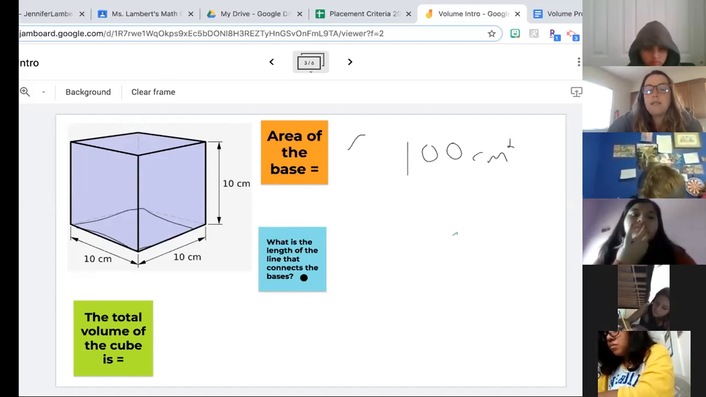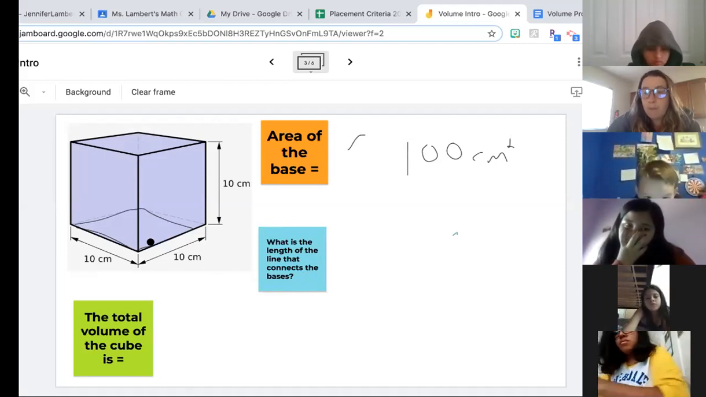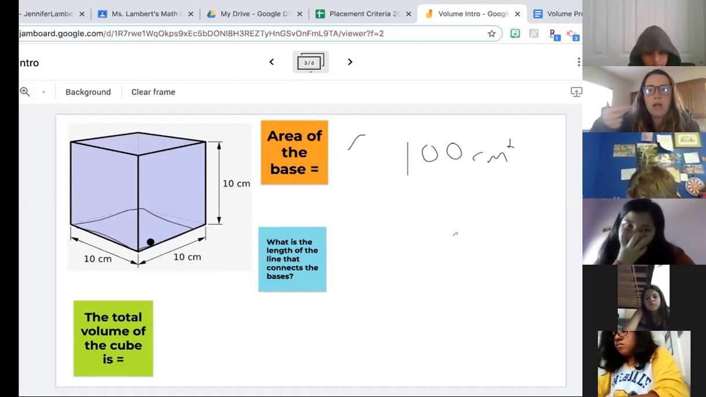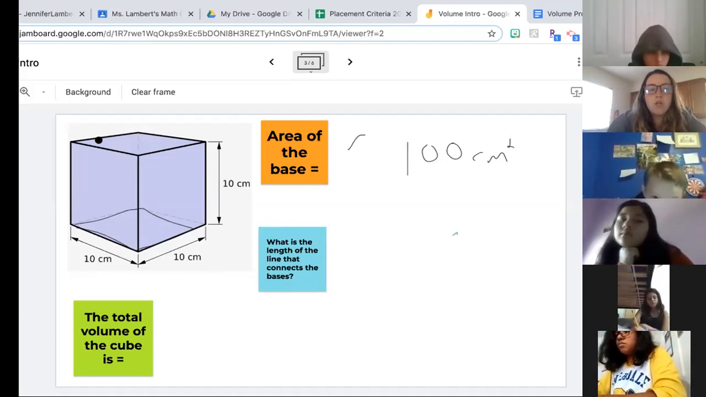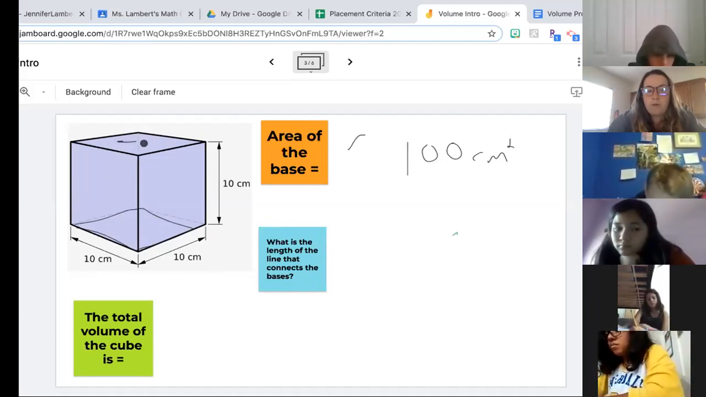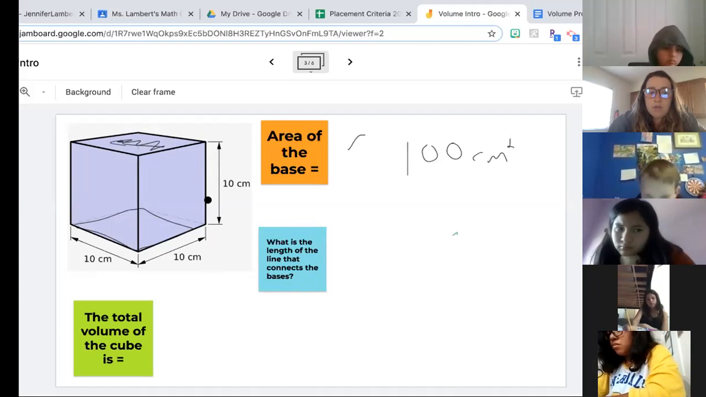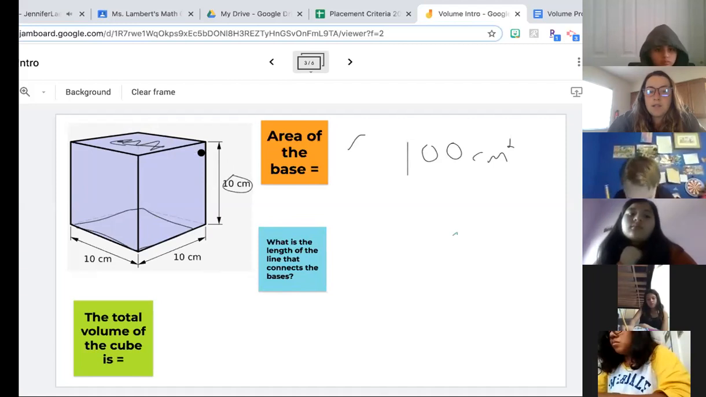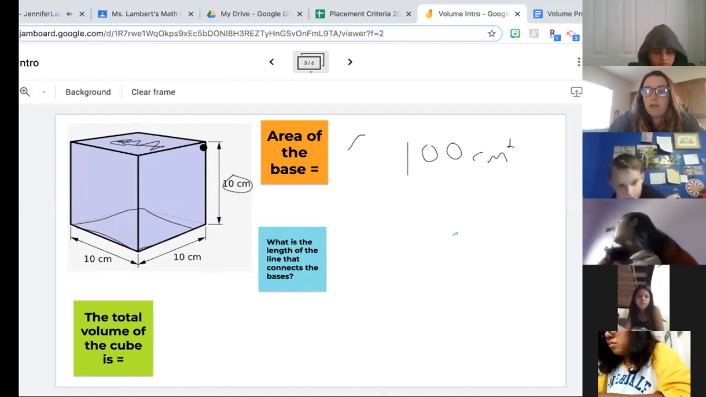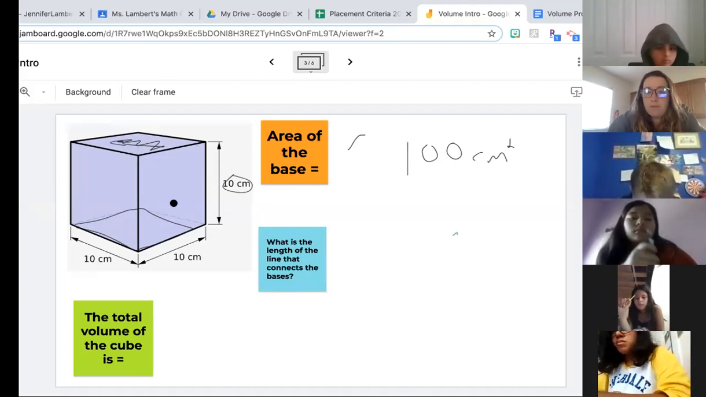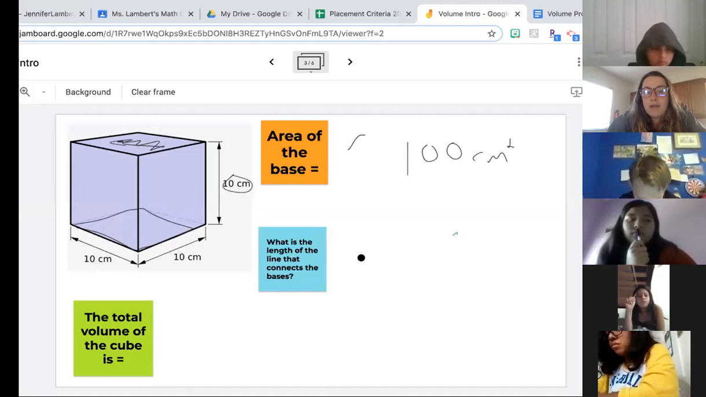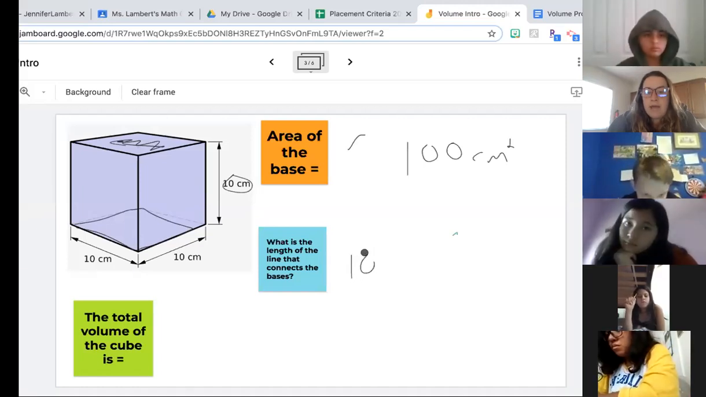Then it says, what's the length that connects the bases? So here's one square on the bottom. I now need to look at its opposite side. So here's the other square. If that was the bottom, then here's the top. The line that connects those two is this 10 centimeters right here. That's the height of my cube. So there was the area of the bottom, and the length that connects the two bases together would be 10.